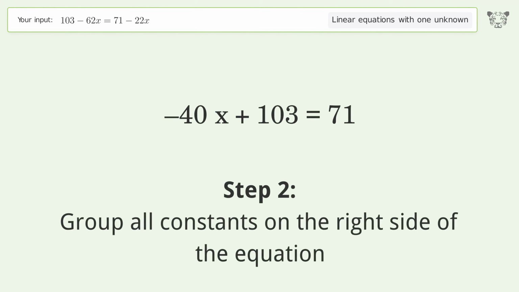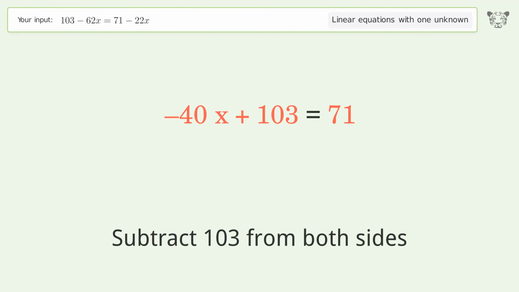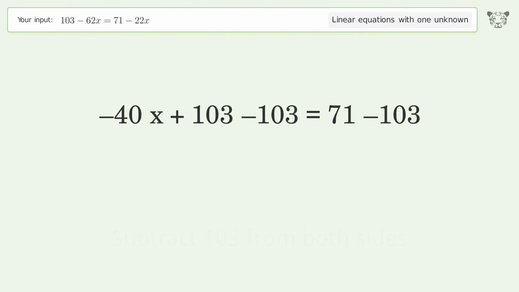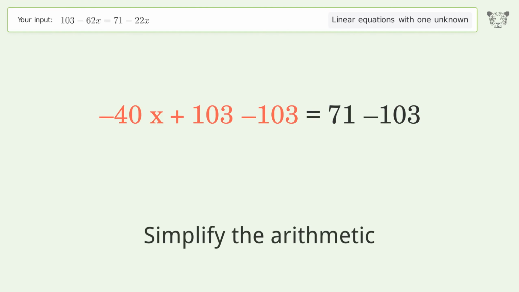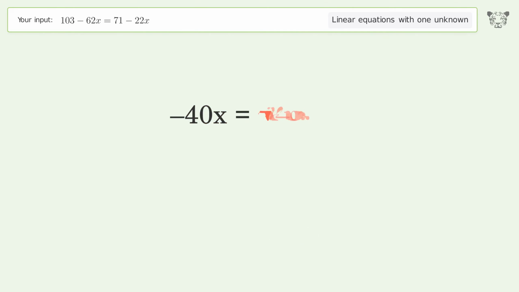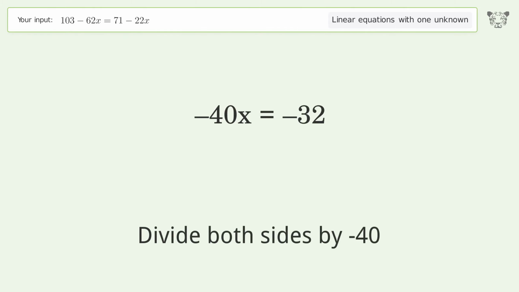Group all constants on the right side of the equation. Subtract 103 from both sides. Simplify the arithmetic. Isolate the x. Divide both sides by -40.